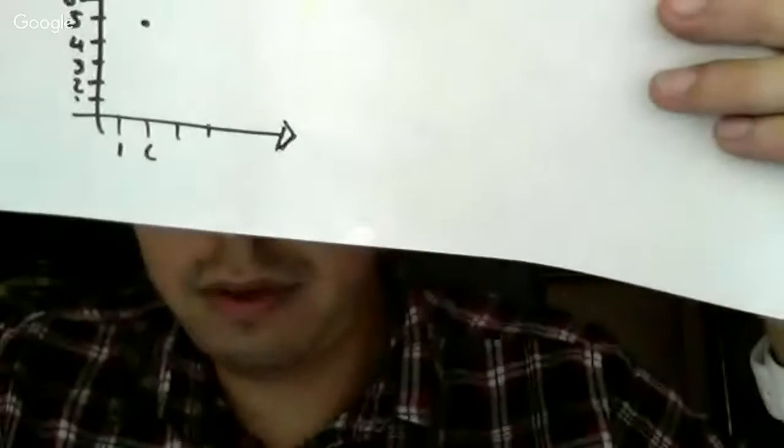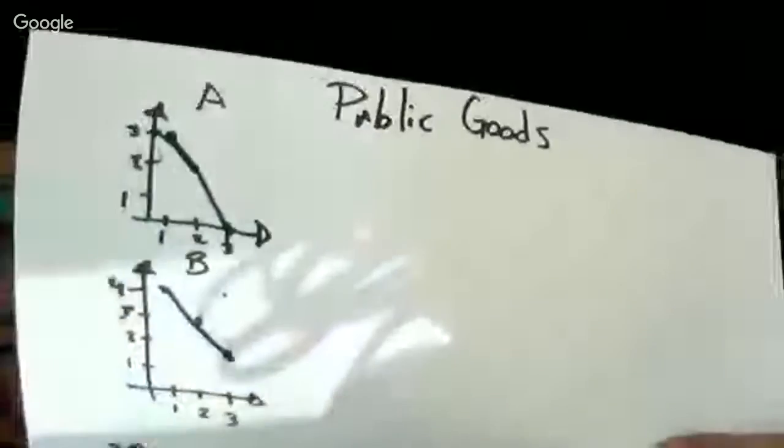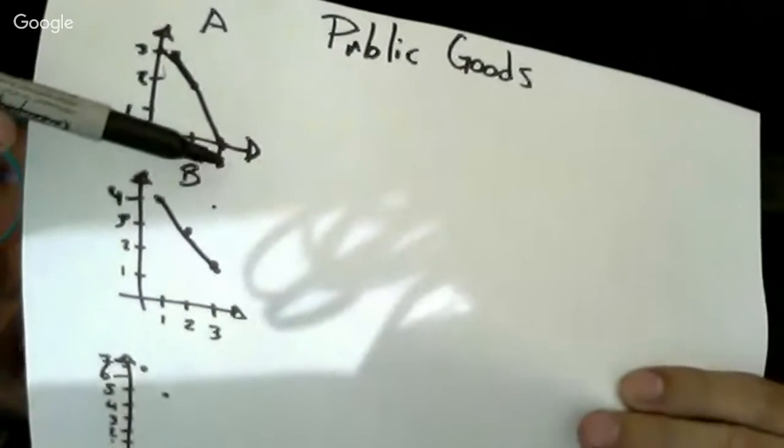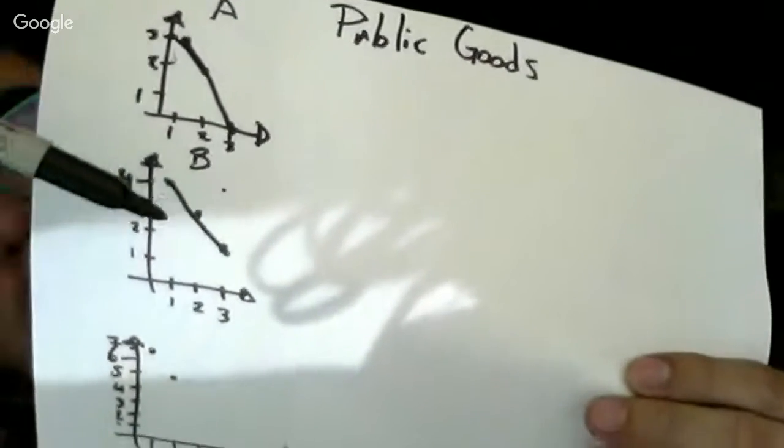And for 3 units of the good, A is willing to pay 3. Oops, sorry. I'm sorry, for 3 units of the good, A is willing to pay 0, and B is willing to pay 1, so this will be 1. So our aggregate demand curve will look like this. So you see how we sum up vertically, because for public goods, what is fixed is not the price, but the quantity.